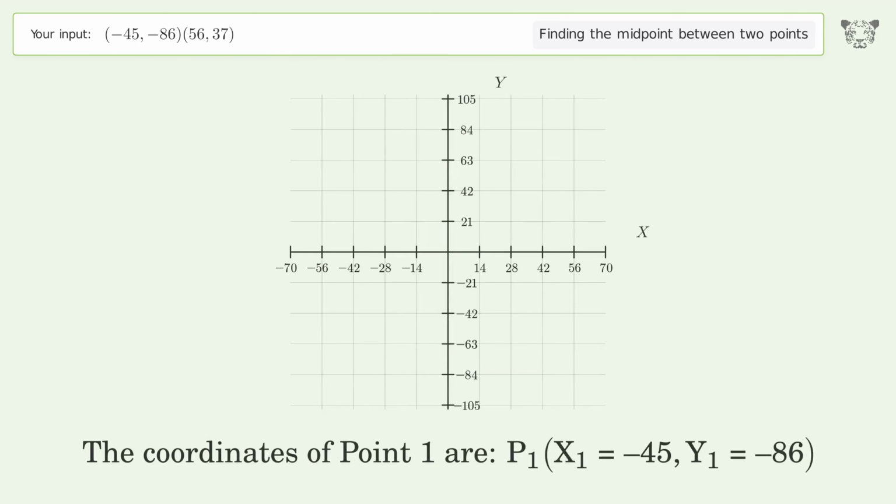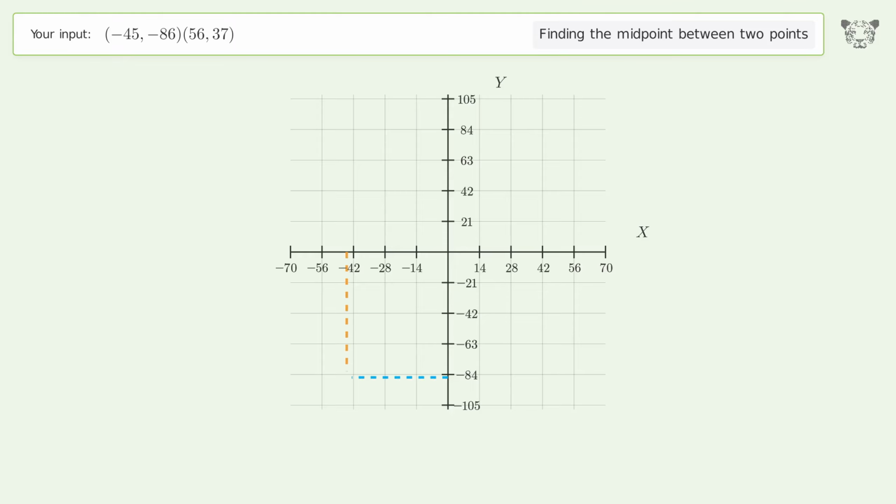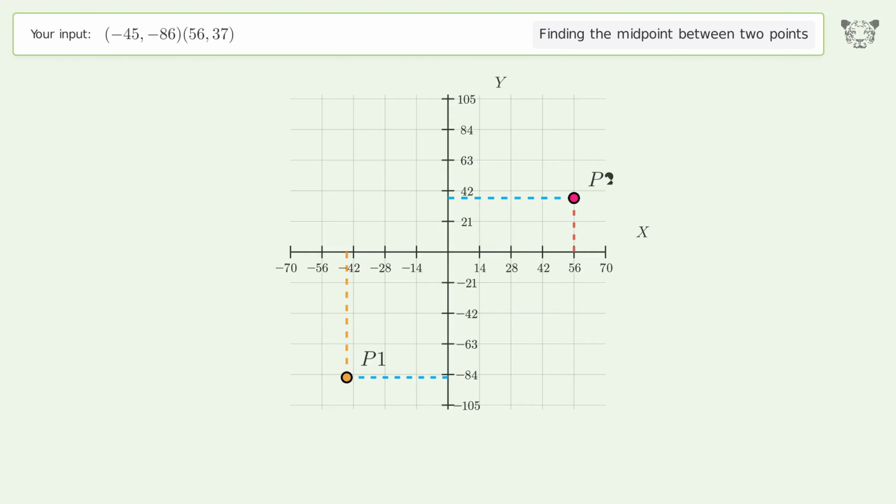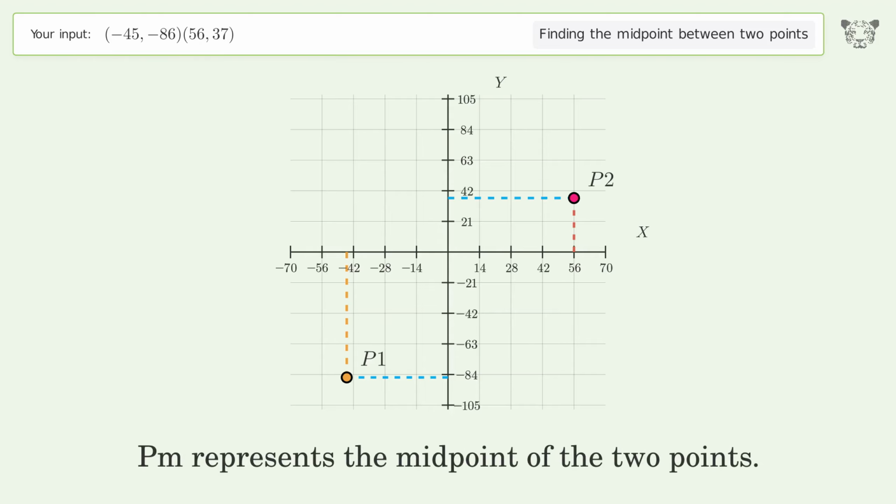The coordinates of point 1 are, x1 equals negative 45, y1 equals negative 86. The coordinates of point 2 are, x2 equals 56, y2 equals 37. PM represents the midpoint of the 2 points.